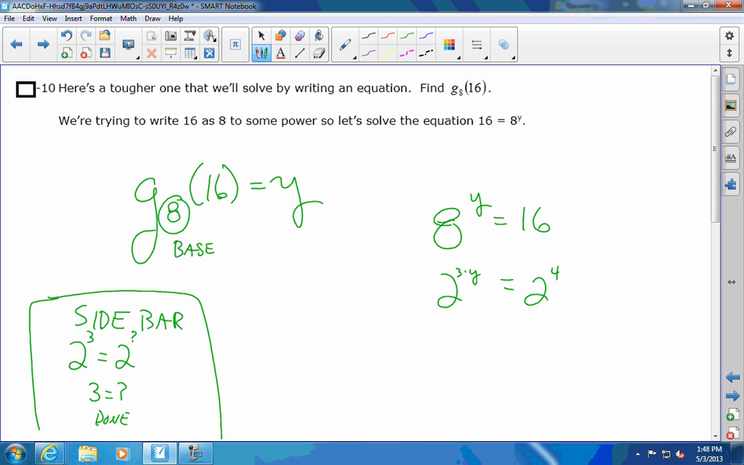And it has a y beside it. Okay, so there's my 8 and there's my y. Do I have the same bases? Okay, so now all I have to do is solve this equation right here. When does 3 times y equal 4? So I solve this for y. I divide both sides by 3. And there's my fraction, 4/3.